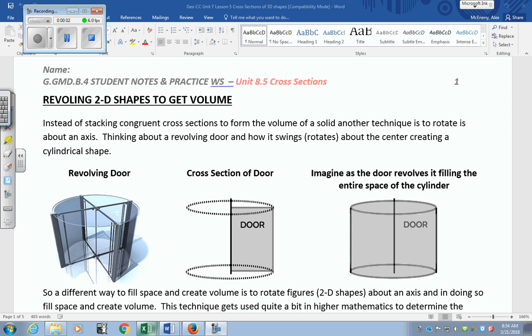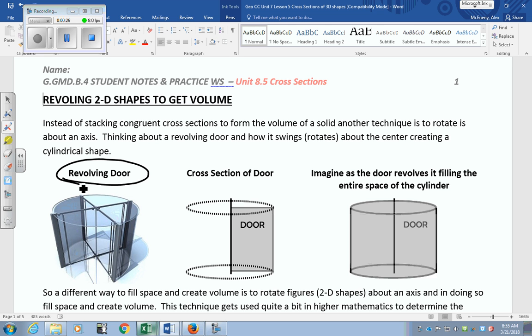We're going to be looking at how to do cross sections of three-dimensional shapes. So what 2D shapes would form 3D shapes and vice versa. If you look at the example on the top of the front page, you'll see a revolving door that you might see in a building. And the idea is there's two pieces that make up this revolving door.